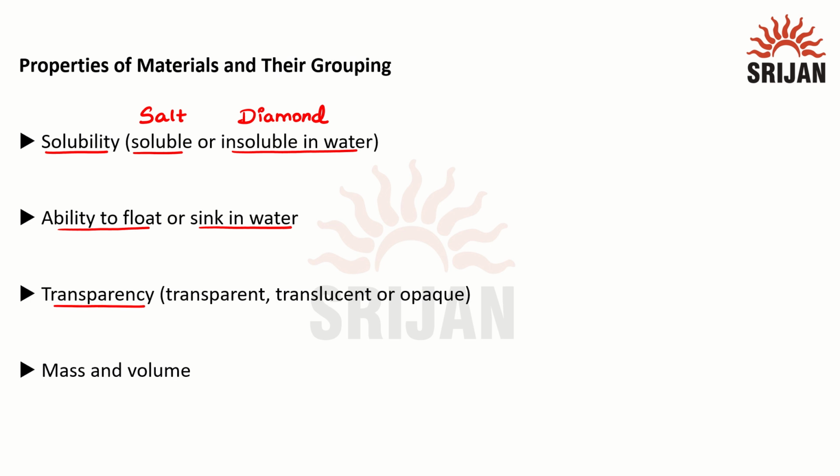Next comes transparency, that is whether you can see through the object or not, like transparent, translucent or opaque. Next is based on mass and volume. Are they heavy, light, do they occupy more volume or less volume, and so on. We will discuss all the properties in detail.